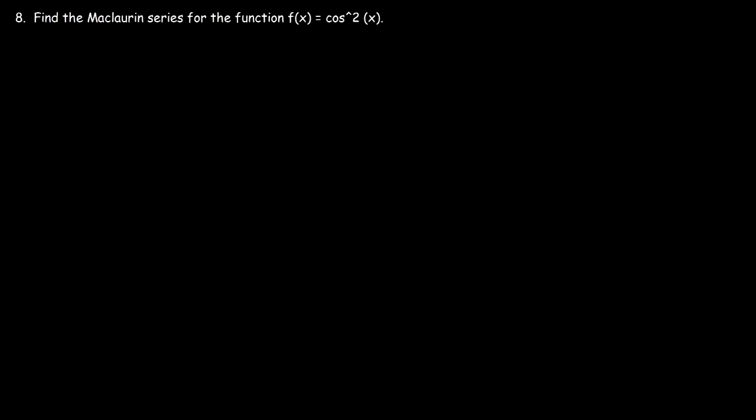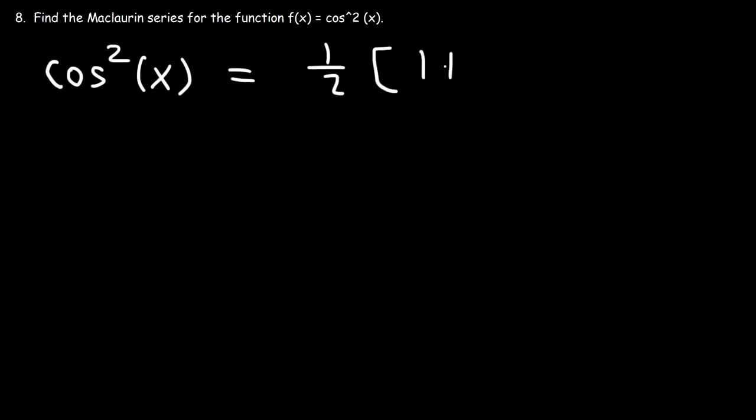Let's work on one more problem. Find the Maclaurin series for the function f of x equals cosine squared x. So what can we do with cosine squared of x? We can use the power reducing formula for cosine squared, which is 1/2 times 1 plus cosine 2x. This comes from the double angle formula of cosine 2x, but you rearrange it to solve for cosine squared.